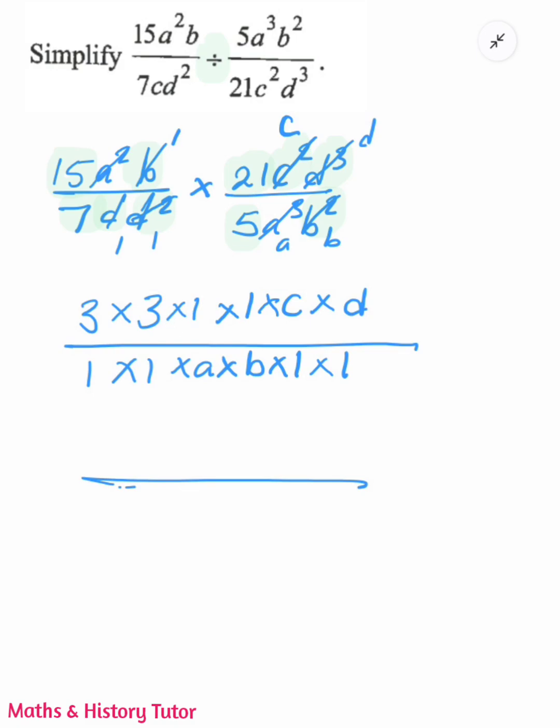3 times 3 is 9. 9 times 1 is 9. 9 times 1, 9. 9 times c is 9c. 9c times d is 9cd. Okay? Then down here we have 1 times 1, 1. 1 times a, a. a times b, ab. ab times 1, ab. ab times 1, ab. So here down we have ab. So this is our final answer.